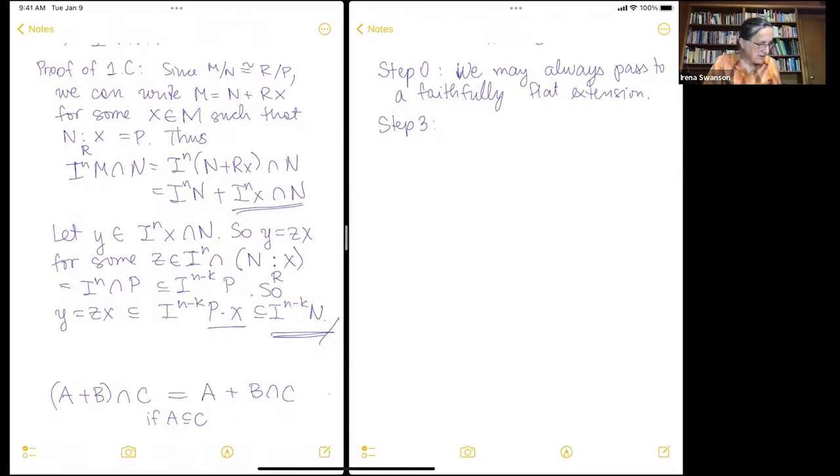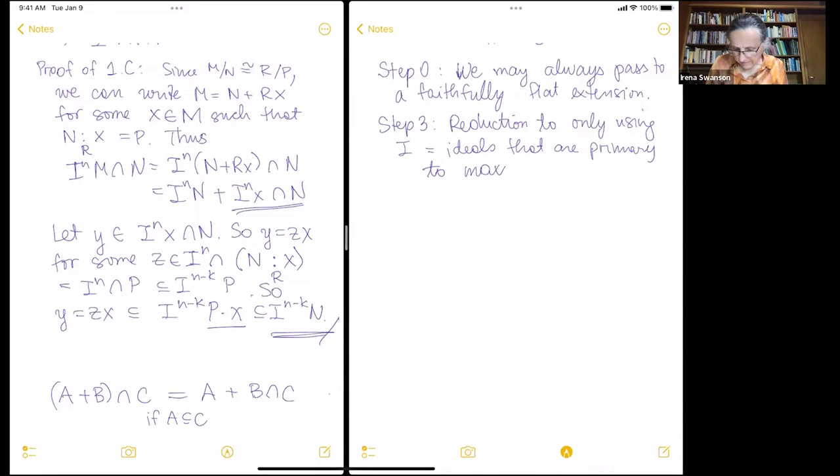And so step three is a reduction to only using I being just primary ideals, ideals that are primary to maximal ideals. Maybe I should say something more about step zero. Step zero is trivial. So I said a lot more. So let's go back to step three.